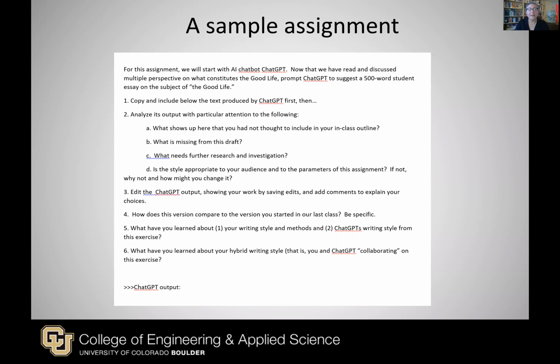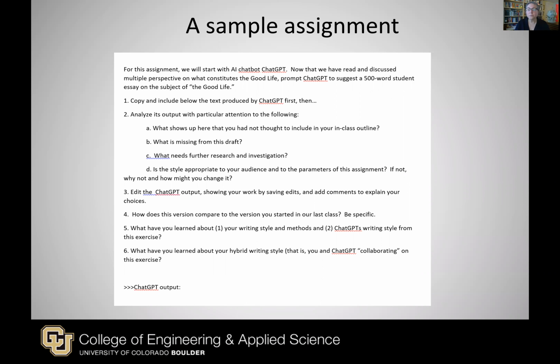Third part of the assignment, edit the ChatGPT output showing your work by saving edits and add comments to explain your choices. Since ChatGPT itself is pretty much a black box neural network, it's harder to get ChatGPT to explain exactly what went into the process, but we can get students to get used to thinking about that for themselves.